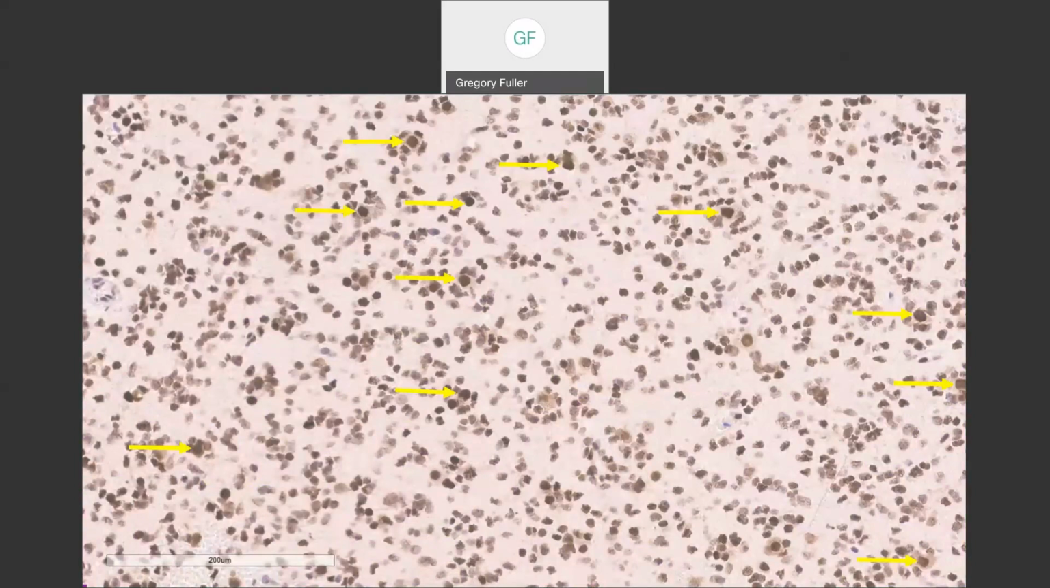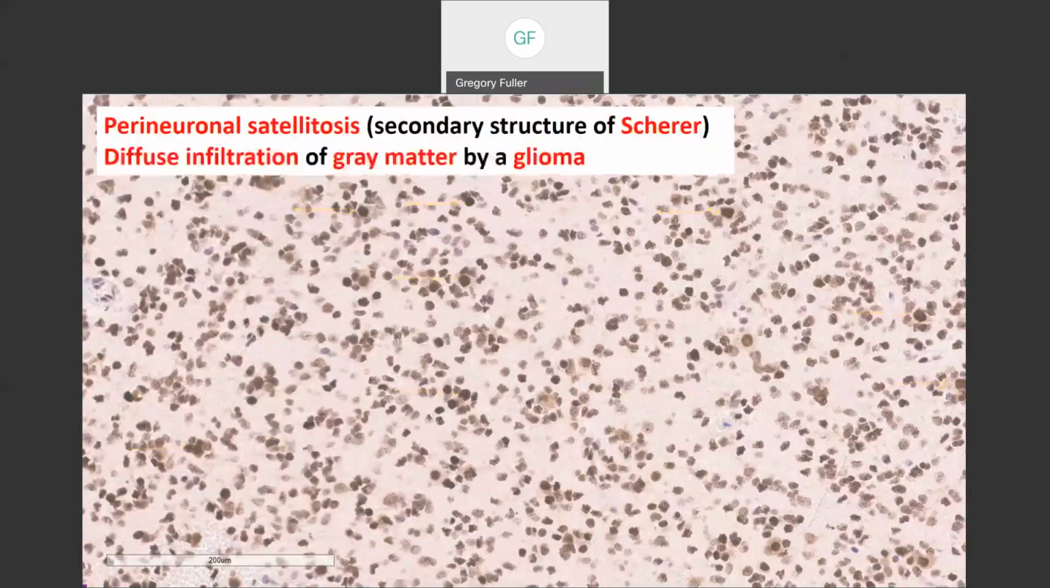And the question is, why the clusters? And the clusters, that's correct, Dr. Gilbert, perineuronal satellitosis. This is one of the secondary structures of Scherer, right? And this happens whenever, or frequently happens when, a diffuse glioma, either astro or oligo, infiltrates gray matter, either the overlying cortical ribbon or the deep gray, it can be seen there too, right? And this is a key feature of diffuse gliomas. It's one of the things that tells pathologists to put diffuse glioma, infiltrating glioma, astro oligo, at the top of your differential diagnosis list.